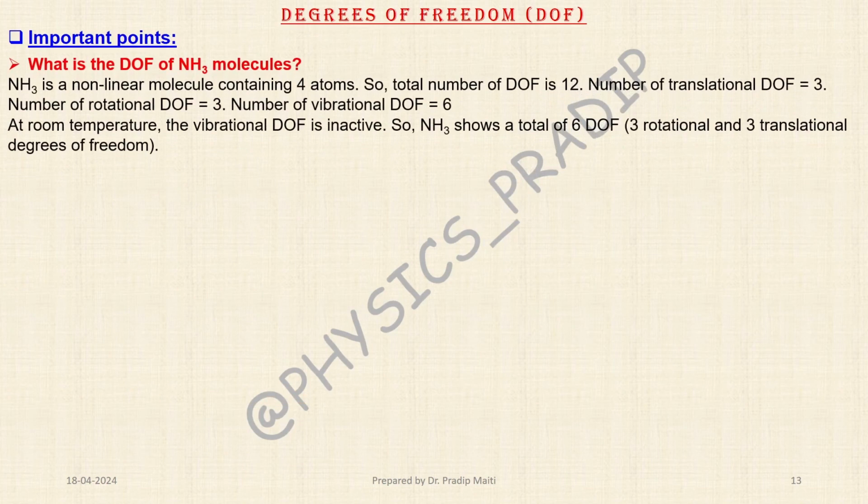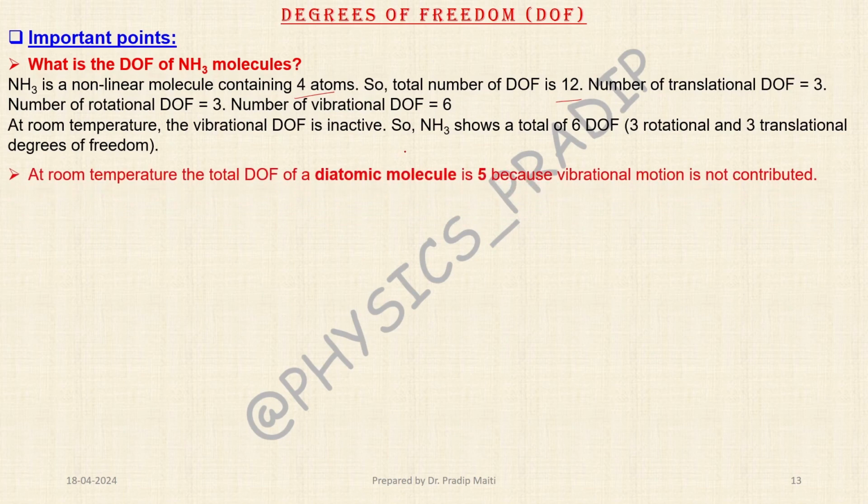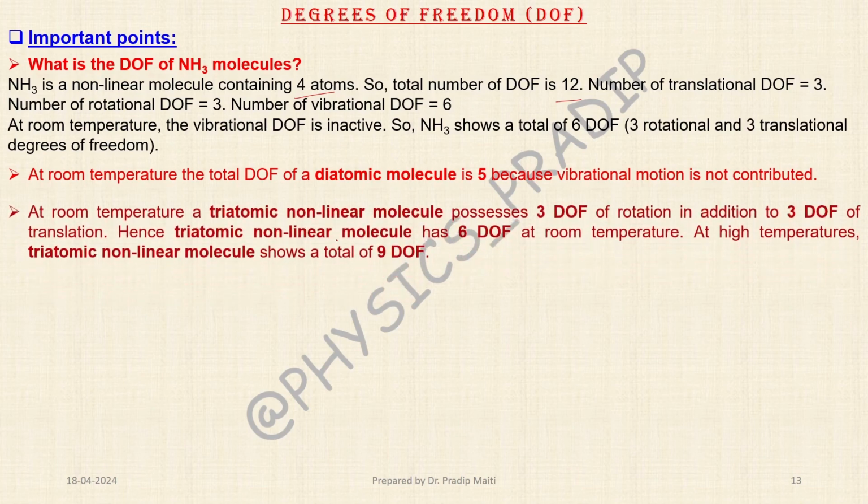Also some important points for any arbitrary gas like ammonia, NH3. As NH3 has 1 nitrogen and 3 hydrogen atoms, it has a total of 4 atoms. So it has a total of 12 degrees of freedom, but at room temperature vibrational degrees of freedom are inactive. So at room temperature it shows 6 degrees of freedom. At room temperature the degrees of freedom of a diatomic molecule is 5 because vibrational motion does not contribute to the degrees of freedom. At room temperature a triatomic nonlinear molecule possesses 3 degrees of freedom of rotation in addition to 3 degrees of freedom of translation.